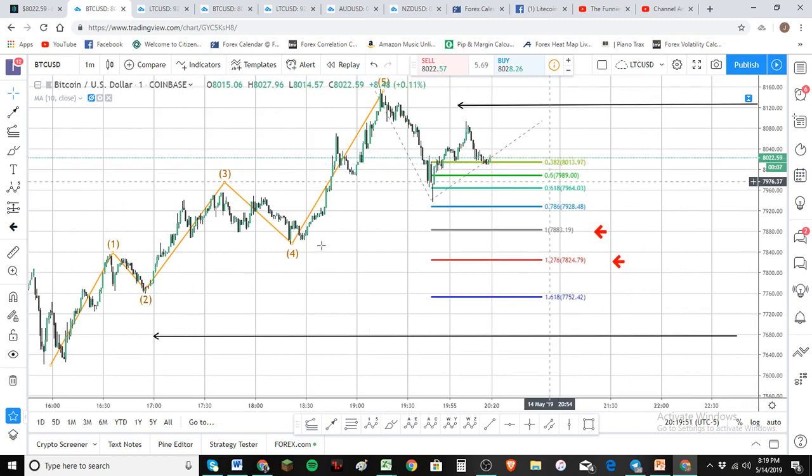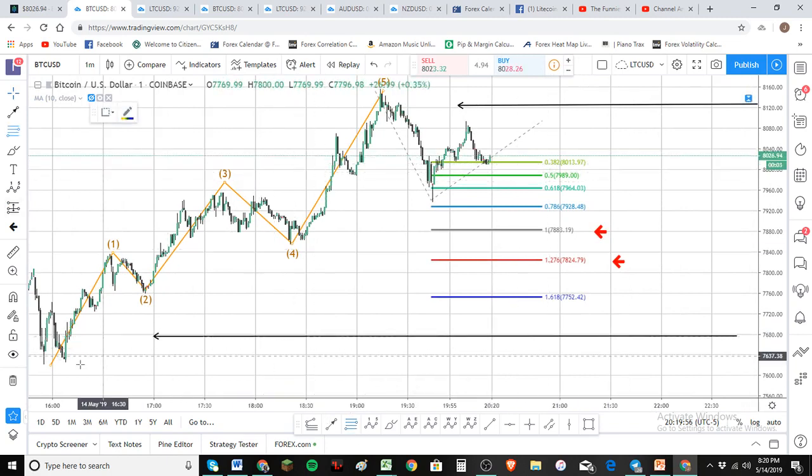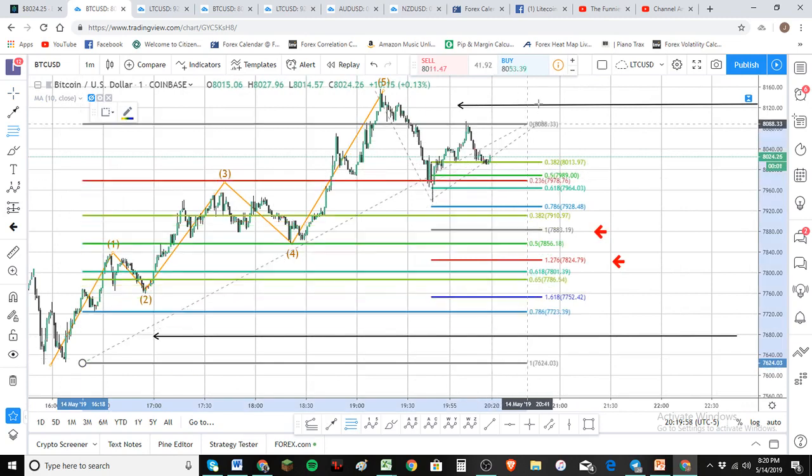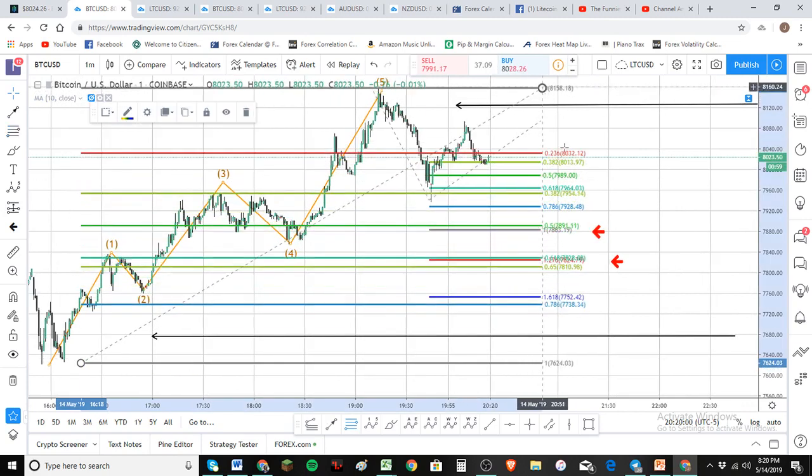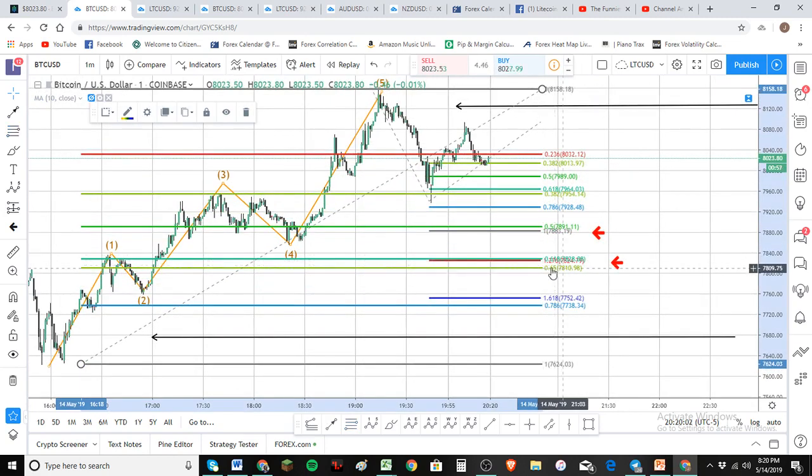Now what I also want to do is see if there's any correlation with the retracement tool. So from the bottom of the 1 to the top of the 5, we're going to see the retracement. And you can see that the 618 comes right here, confluent with the 1276, and the 50% retracement comes to the 1-to-1 extension.